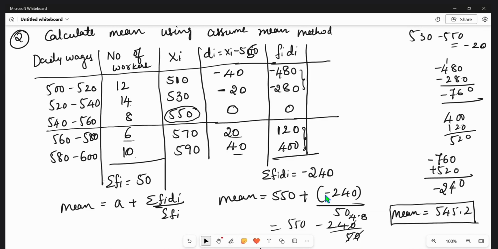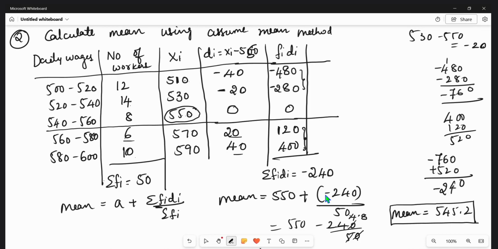Again I repeat, listen once. First the class interval, that is daily wages, and number of workers. So this is the Fi column. Xi will be the average of this, 500 plus 520 by 2. Like that, 520 plus 540 by 2, we will get the Xi value. In the Xi, we will assume the A value, that is the assumed mean. Here, the middle number, I will take it as A, that is 550. So Di will be equal to Xi minus 550. First one will be 510 minus 550. Second one will be 530 minus 550.